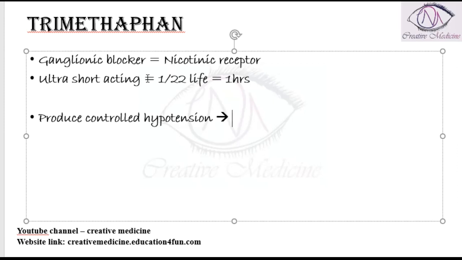This trimethaphan is used to produce controlled hypotension, which is seen in aortic dissection surgeries. Actually, in aortic dissection surgeries, this controlled hypotension is produced with trimethaphan, and esmolol can also be used for the production of this controlled hypotension.